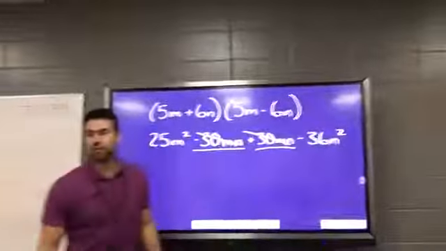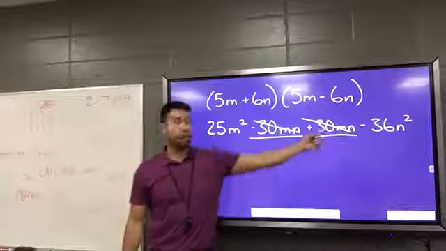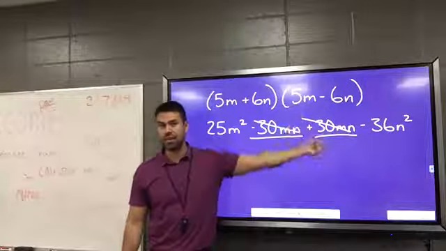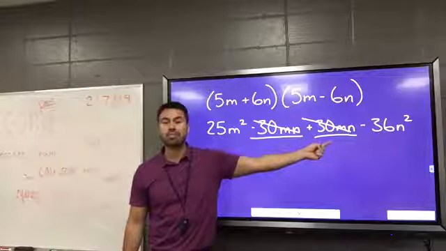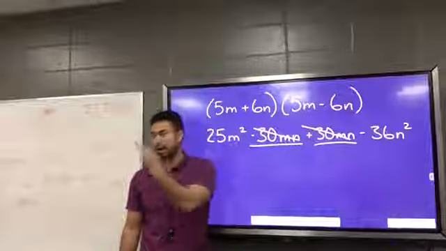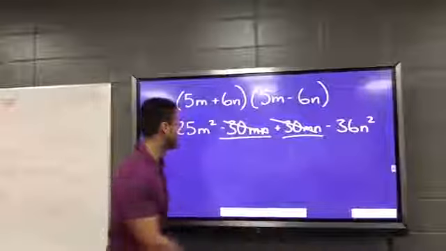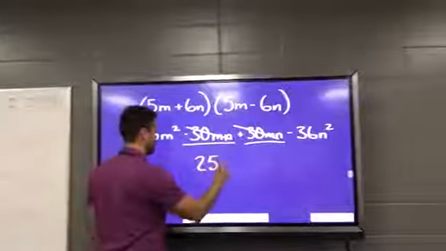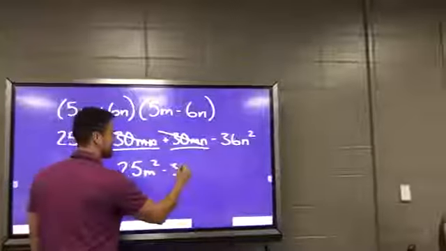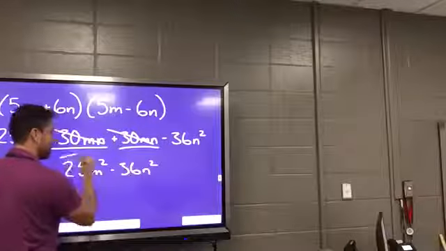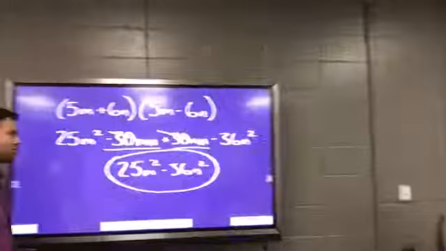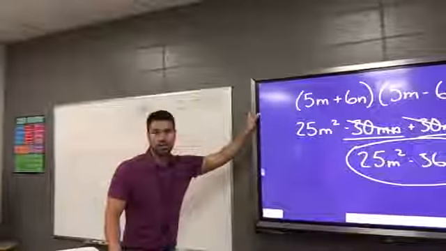Now, do you remember perfect square trinomials? We also had the same O and I terms, but what happened? We had to take them and then multiply by 2. Does that happen on this problem? Nope. So we're left with 25m squared minus 36n squared. That is my final answer for multiplying those two together.